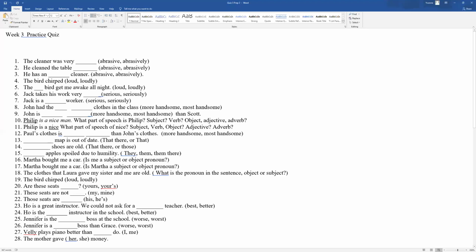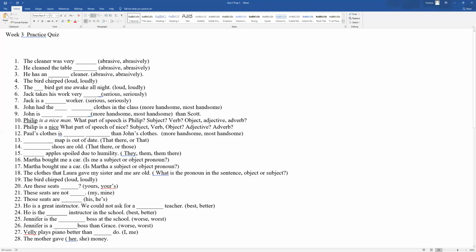"Martha bought me a car." Is "me" a subject or object pronoun? "Me" is an object pronoun because it comes after the verb. Is Martha a subject or object pronoun? Actually, Martha's not a pronoun at all. That's a mistake. Anyway, Martha is the subject of the sentence. It's not even a pronoun. It should be "She bought me a car." I'm going to have to fix that.